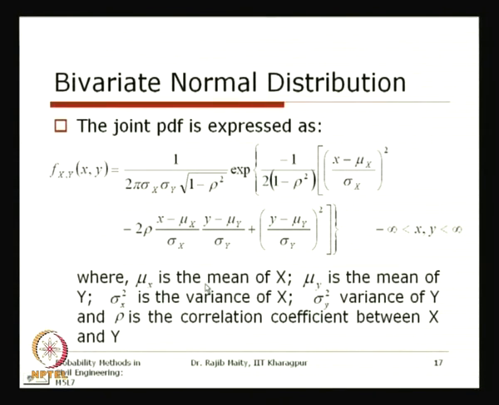Now this PDF can be expressed like this. There are basically 5 parameters for this one. You know, for a normal distribution, there are 2 parameters: one is the mean, and the other is the variance. Here there are 2 random variables, so for one random variable there is the mean and variance, and the mean and variance of the other random variable, and their joint dependence. So there are a total of 5 parameters, and these 5 parameters are here.